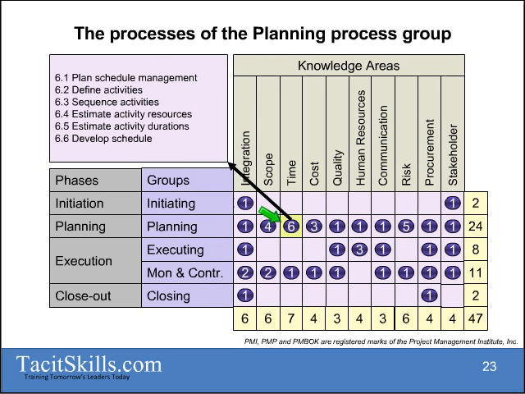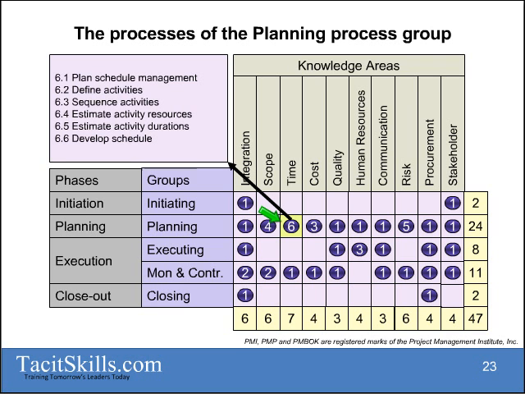Once we have determined all the activities, we also need to sequence these activities. That means we need to determine the relationship or the dependencies amongst these activities, which one can start first, which ones can come second and third, which of these activities can run concurrently, and so forth. So we sequence all the activities.